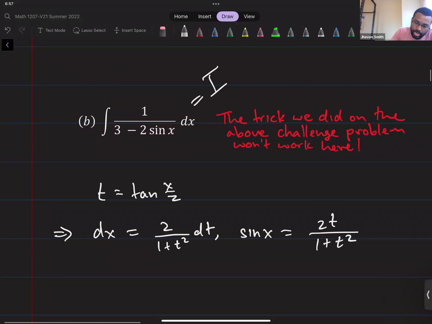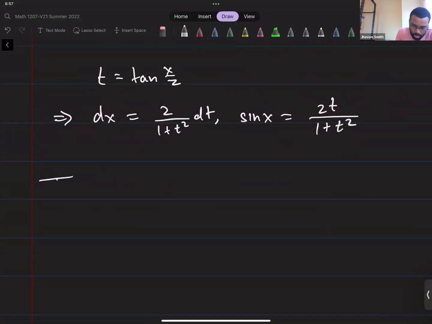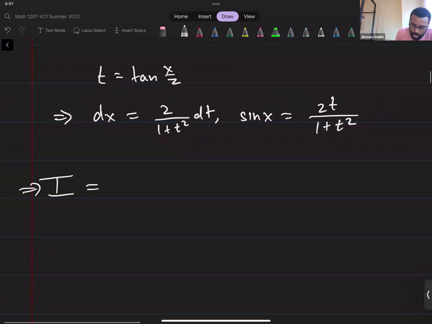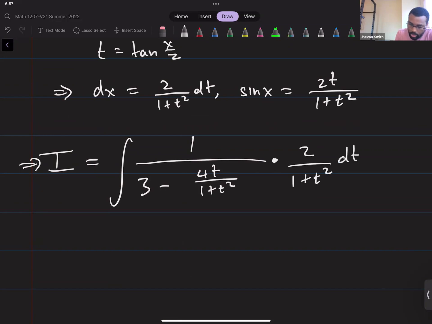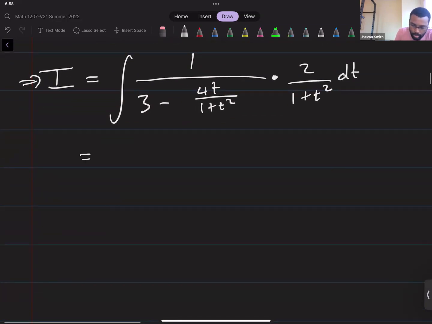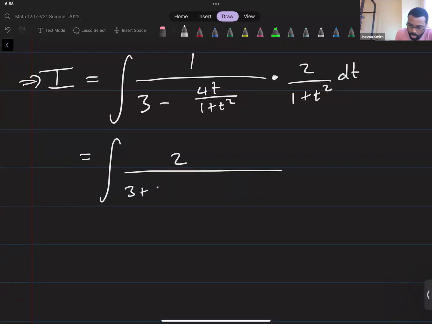If I call this I, it's the integral of 1 over 3 minus 2 times sine, so it's 4t over 1 plus t squared, times 2 over 1 plus t squared dt. Then I would multiply these here: 3 plus 3t squared minus 4t dt.